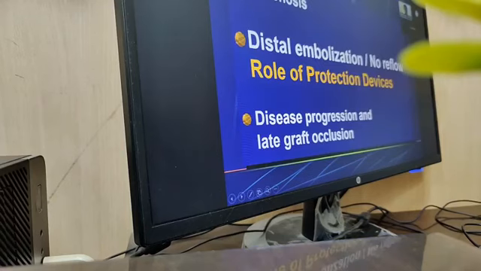What are the challenges? This is the most important slide of the whole topic. The basic challenges: one, the most important, is restenosis. Second most important challenge is distal embolization or no reflow when you start attempting angioplasty and putting a stent, and of course disease progression and late graft occlusion. So I will touch upon these three in different ways.